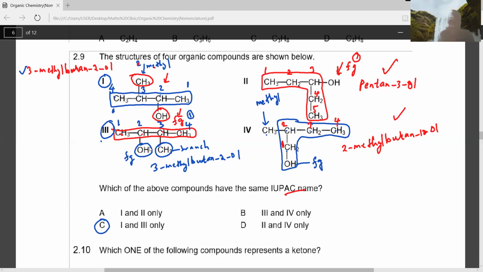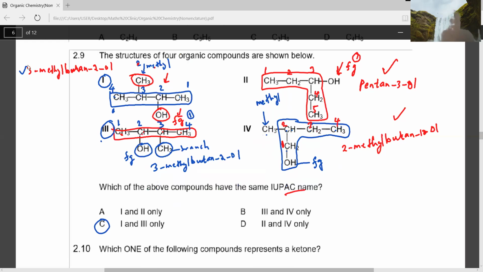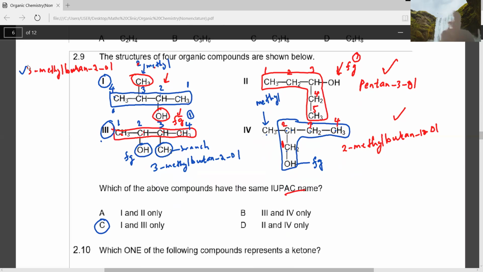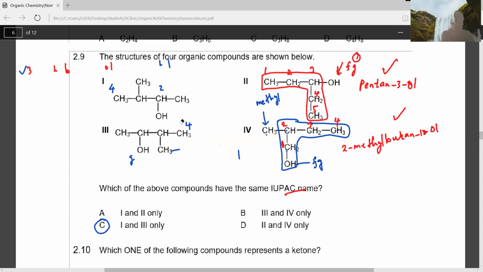Okay, now let's move on. Functional group and a branch: we give priority to the functional group over a branch all the time. Okay, right. So we've seen that the answer is 1 and 3 only.